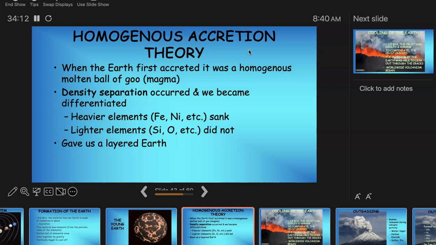So homogeneous accretion theory. It might seem like a well, duh moment. We have a lot of those in geology. But somebody had to put forward the idea. I say, hey guys, on day one, everything wasn't all separated out. Now, this could have come about for a number of reasons. One of the easiest reasons that comes to mind is when we were trying to convince people that it took a lot of time for the Earth to form.